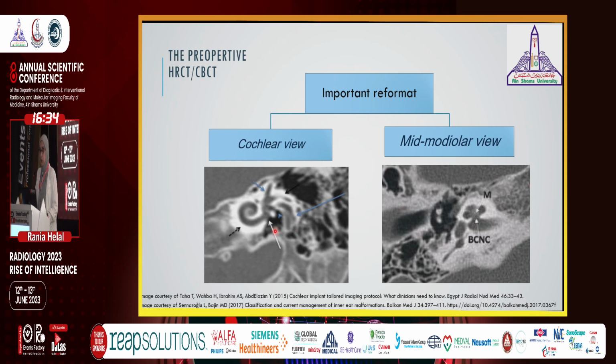In the cochlear view, we should see the cochlea, the basal turn of the cochlea, the round window, the vestibule, superior semicircular canal, lateral semicircular canal, and the oval window. And the mid-modiolar view is very useful in visualizing the internal structure of the cochlea. As you can see here, the second turn of the cochlea, and here's the modiolus, and here's the apical turn. And here's the bony canal for the cochlear nerve.